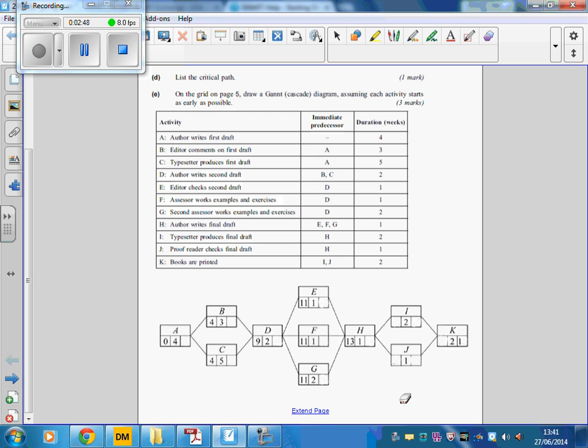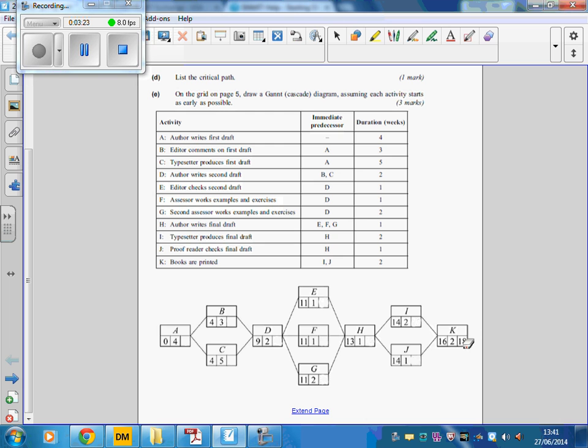I and J both start as soon as H is finished. So I can start 14 weeks into the project, and J also 14 weeks. Lastly, K depends on both of those being finished, and that can start 16 weeks into the project. Now, working backwards, the completion time for the project as a whole, of course, is 18. That's when K finishes. And then as we work back, we're filling out the latest finish times. So in each case, that's going to be the right-hand box minus the middle box.